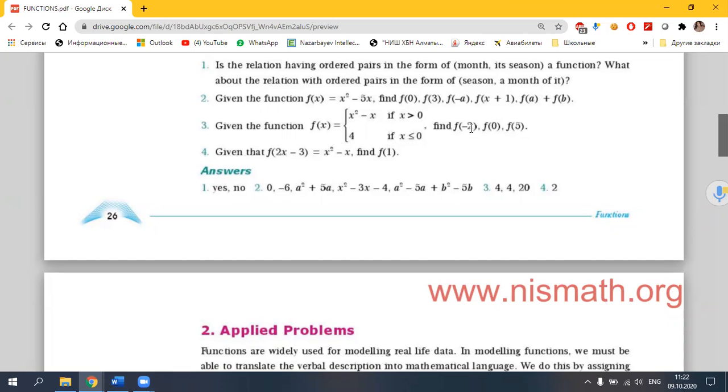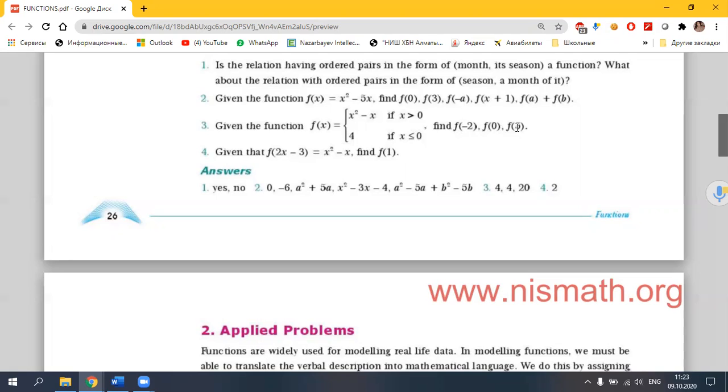Find f of negative 2. Минус 2 деген ол нөлден кіші. Яғни, мына, егер де деген мына жағдайға қараймын. Second condition, екінші жағдайға. So, it's 4. Бірден мәні 4 деп жазылып тұр. Есептемей ақ қоямыз. Келесі, find f of 0. F 0, 0-ді тап. Тағы да 0-ге тең ол мына екінші жағдай. Second condition, the answer is 4.